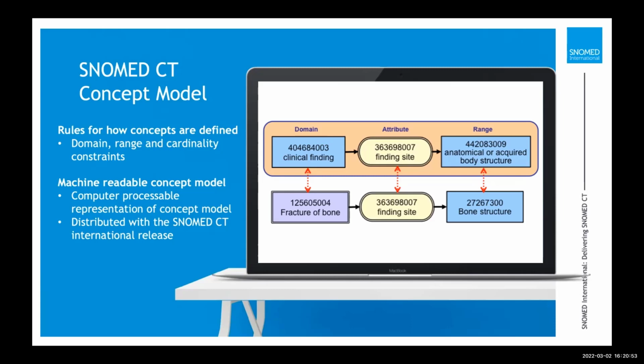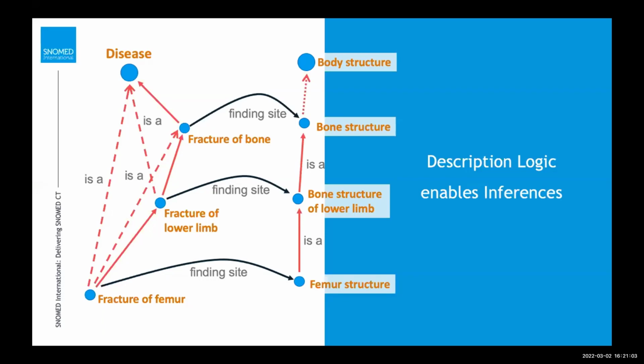SNOMED also has a machine readable version of the concept model called the MRCM, which is distributed along with the international release. Another important feature of SNOMED CT is that its formal logic is based on description logic, and this enables automated inferences. For example, in this case, a description logic classifier can infer that a fracture of femur is a type of fracture of lower limb, which is a type of fracture of bone, based on the defining relationships of each of these concepts.